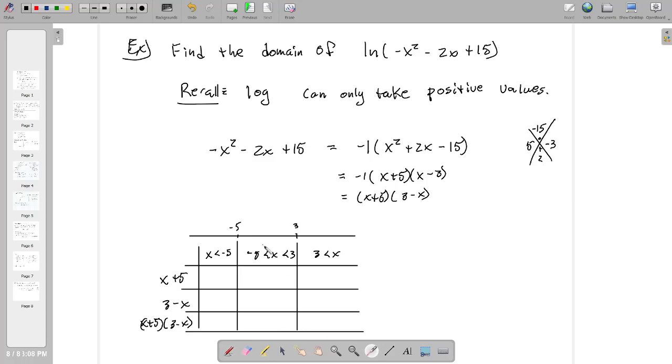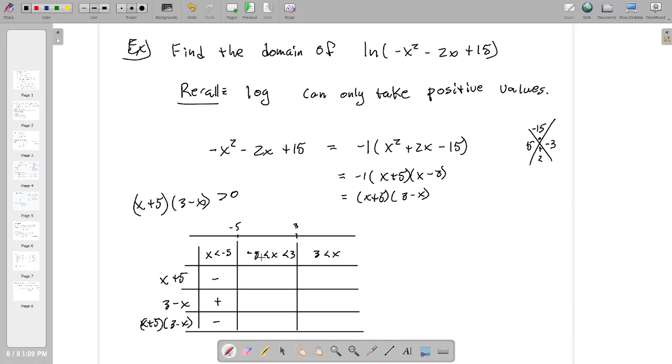Now, again, we're looking for where this function is greater than 0. So let's write that here. And we're looking for where this is greater than 0 because logarithms can only take positive values, and we need to figure out what the domain is. So if x is less than negative 5, say negative 10, we would have a negative value and a positive value. So this product then is negative because we'd have a negative times a positive.